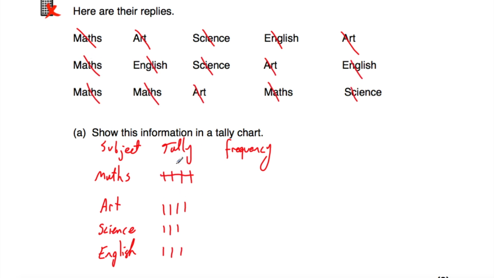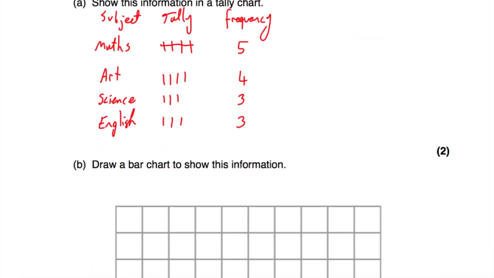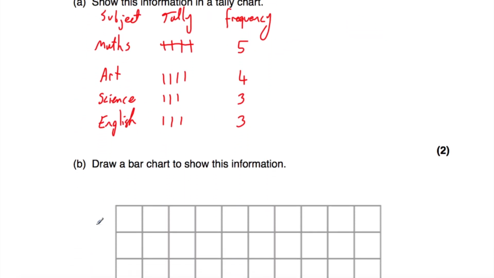So then if we have a look at our tallies, we've got 5 for maths, that means our frequency is 5. For art it is 4, science is 3, and English is 3. So we've completed our tally chart, and now part B says draw a bar chart that shows this information. So we're going to write frequency up the vertical axis, and then we're going to write horizontally the subjects: maths, art, science, and English.